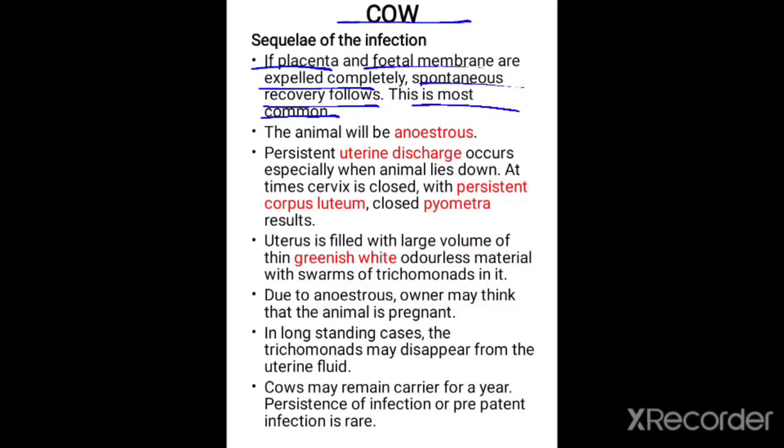But in the case of bulls, there is no spontaneous recovery as in the case of the cow, and the animal may be anestrus, and persistent uterine discharge may be noticed. The uterus is filled with a large volume of greenish white odorless material with a swarm of trichomonads in it. Due to anestrus, the owner may think that the animal is pregnant.